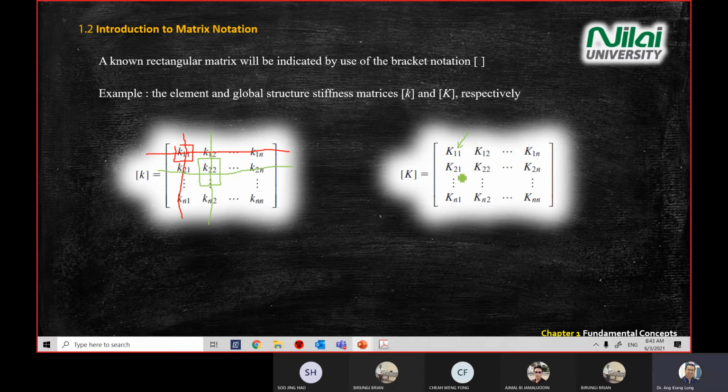This is row number 2. This is column number 1. Okay. The second number is column. The first number is row number. The second number, subnote there, is your column.